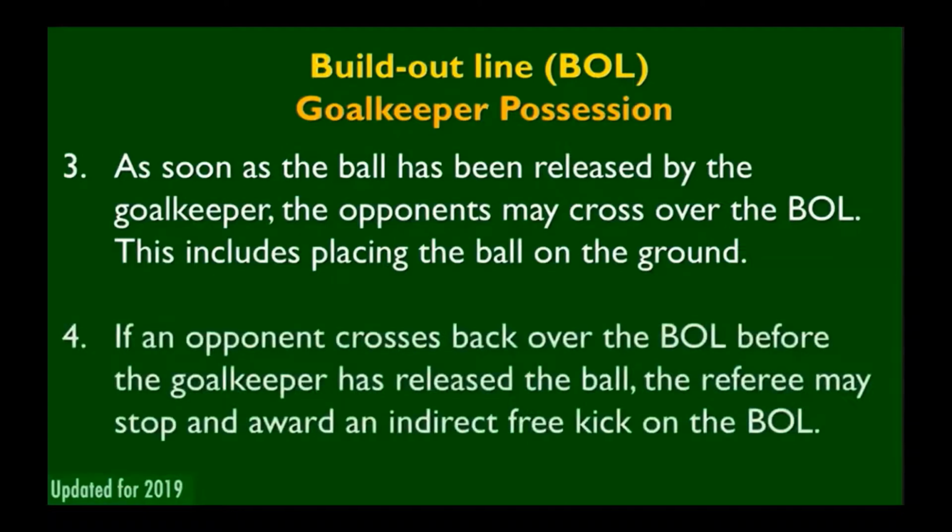If an opponent crosses back over the build-out line before the ball is released by the goalkeeper and then gets involved in play, the referee can stop play and award the goalkeeper's team an indirect free kick on the build-out line at the spot where the opponent crossed back over the line.